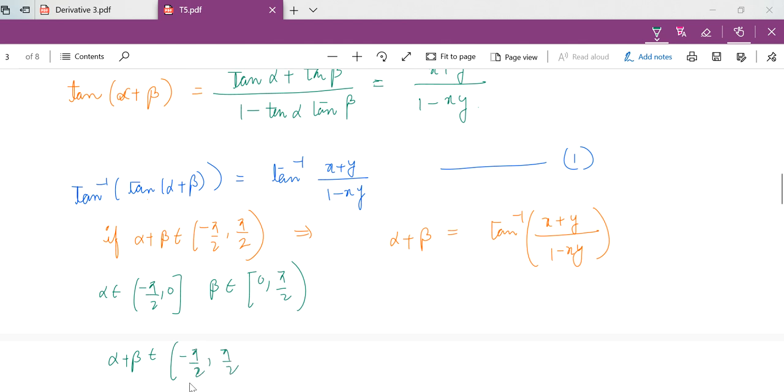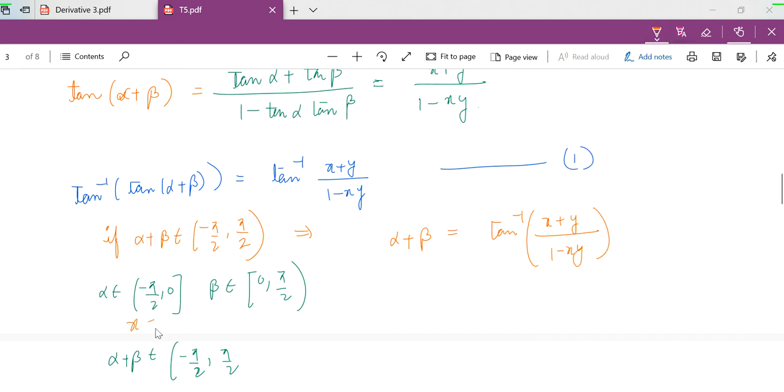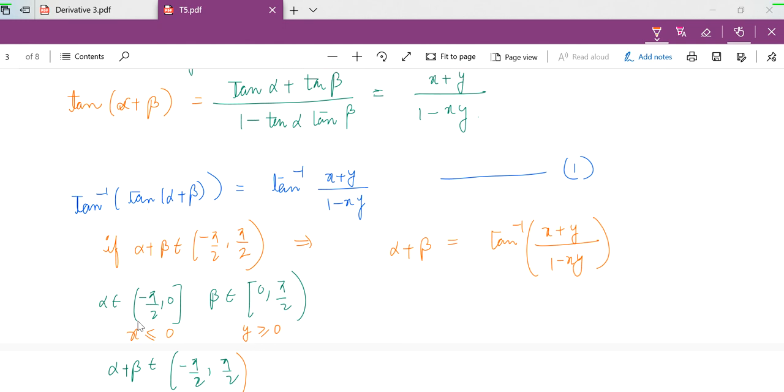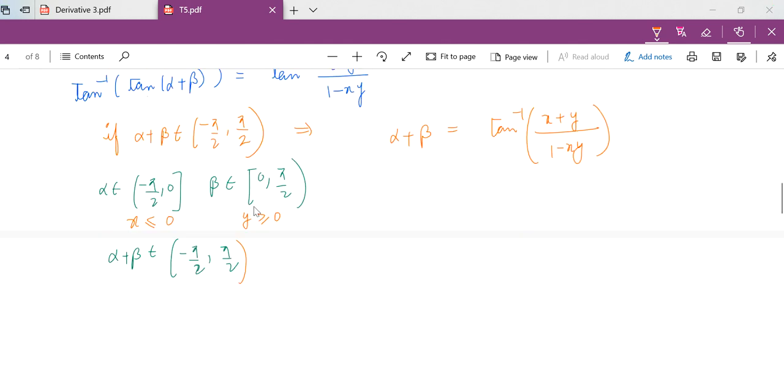What does that mean? That means if you are taking alpha to be here, you are assuming that your x is negative. Here you are assuming your y is positive. Then if your x is negative and y is positive, remember what is your x? X is tan alpha. If your alpha is negative pi over 2 to 0, your x is negative, and y is positive.